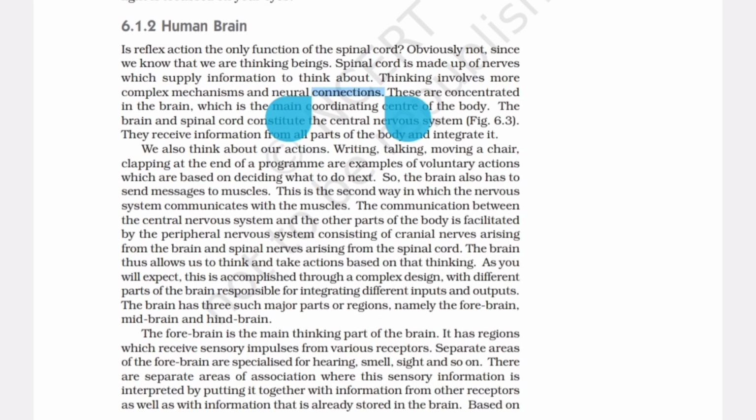The communication between the central nervous system and the other parts of the body is facilitated by the peripheral nervous system, consisting of cranial nerves arising from the brain and spinal nerves arising from the spinal cord.